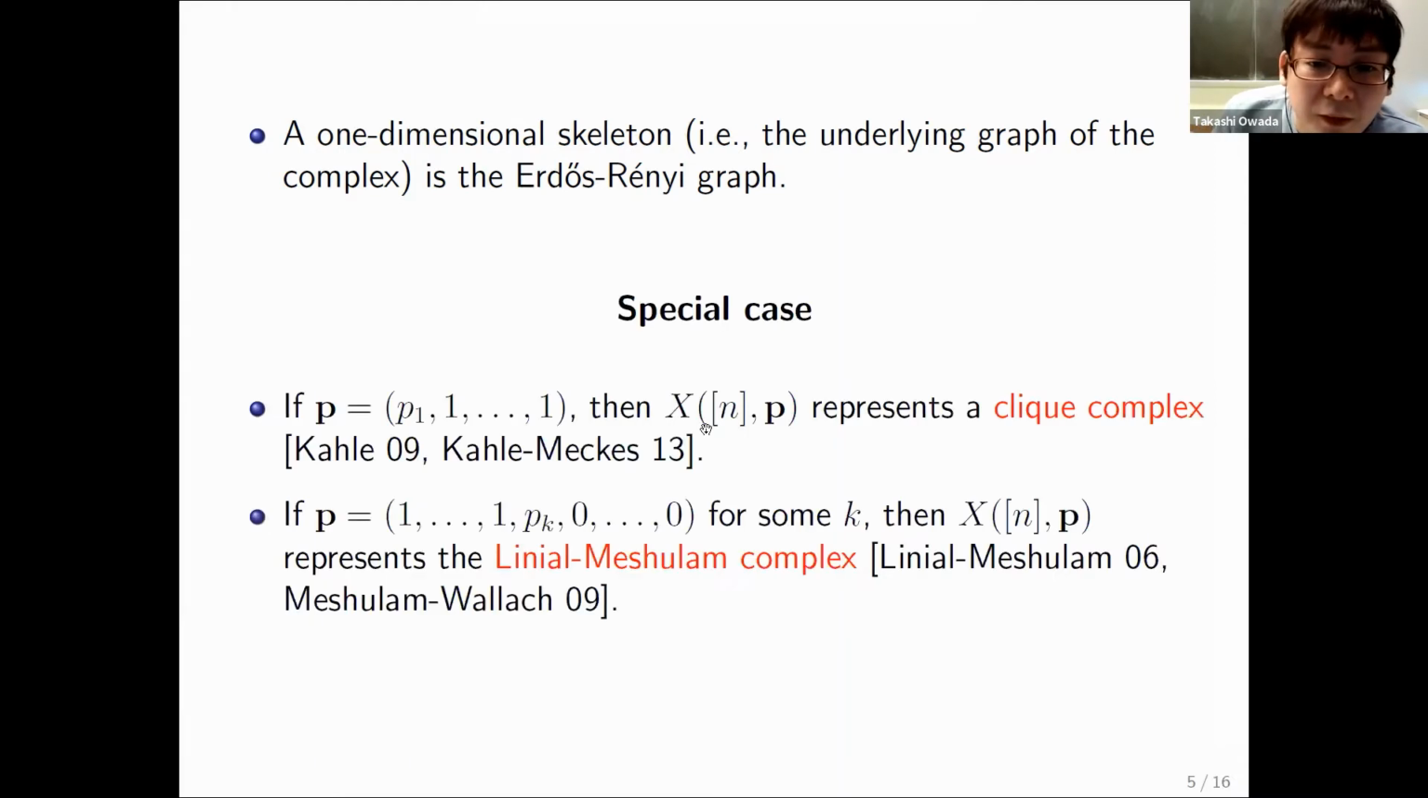And there are many special cases. If you take p equal to p_1, a non-trivial probability greater than 0 and less than 1, and all the others are taken to be 1, then this model reduces to a clique complex. And if you take this fashion, then the model reduces to a linear Meshulam complex. But of course, the multi-parameter simplicial complex is a natural extension of these models.